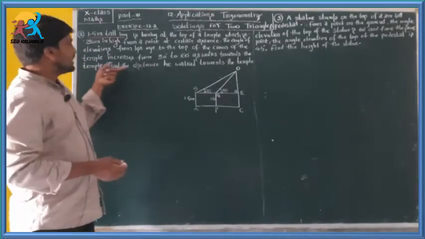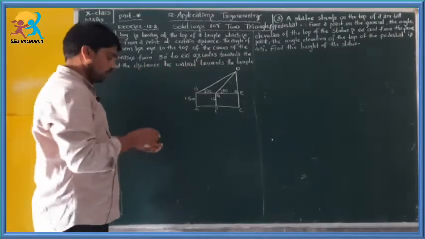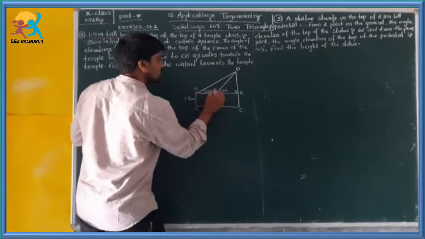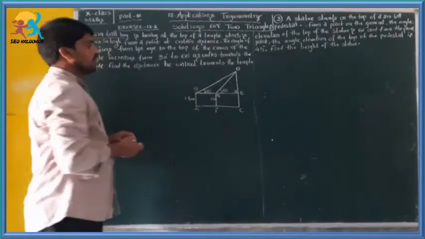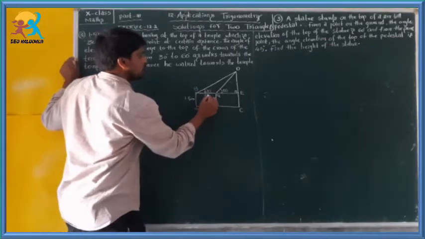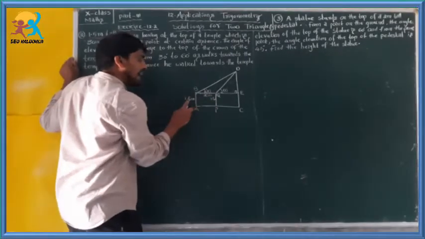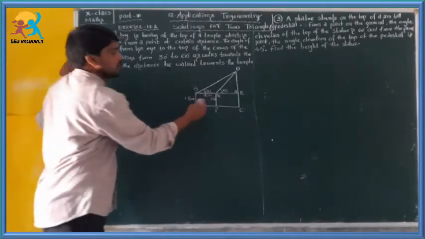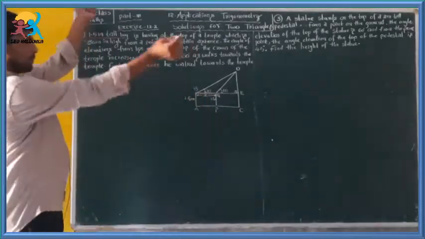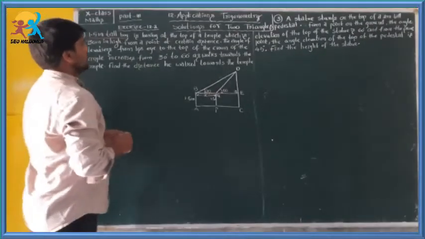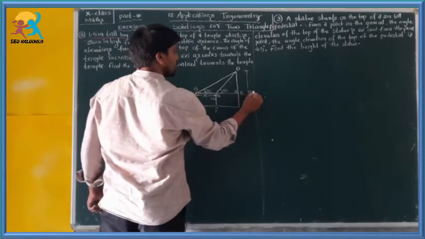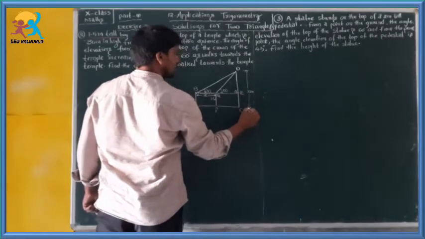So, we have to find the distance he walked towards the temple. Let us denote it by x meters. As the height of the boy is given in meters, let us denote the distance by x meters. Now, the height of the temple is 30 meters.